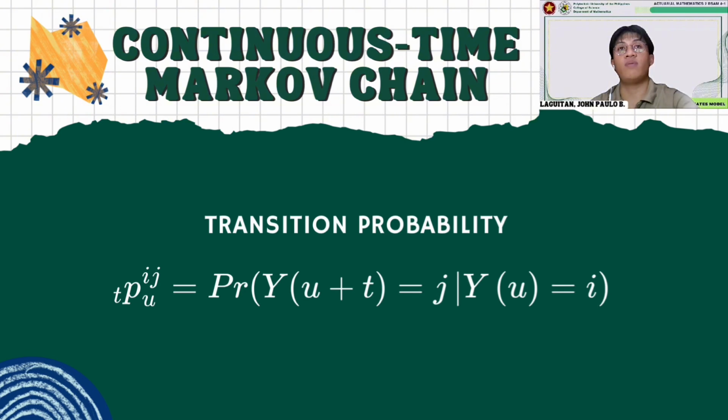This equation represents the probability that the system, which is in state i at time u, will transition to state j at time u plus t. For example, in insurance, transition probabilities help insurers predict risks, such as lapse rates or claims over time.